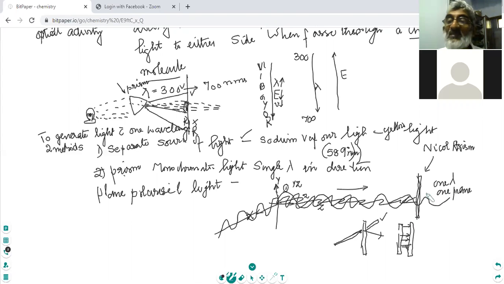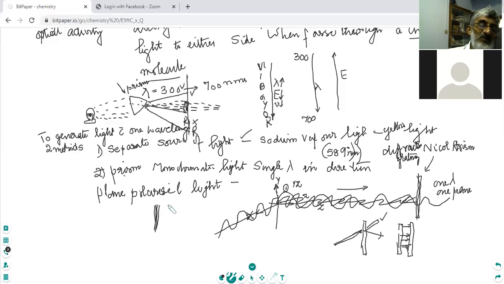Nicol prism. Or you can use what you call a diffraction grating. You must be knowing what a diffraction grating is. I am not very familiar with your whole physics stuff, but what I remember from my older days is that it's a set of parallel lines which are very close to each other.